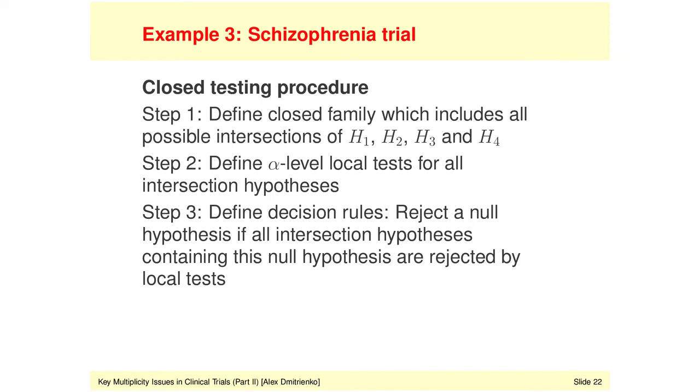That is the mechanism that provides family-wise error rate control, and the same mechanism can be used to ensure global family-wise error rate control whenever the multiplicity problem of interest includes several families of hypotheses.